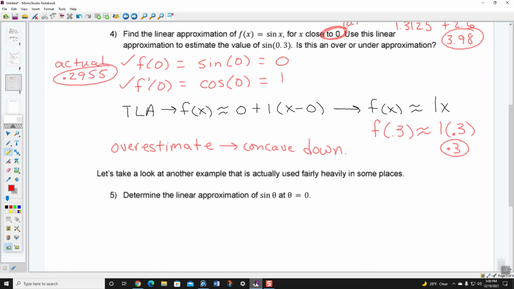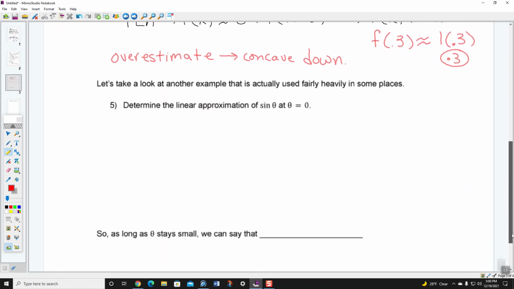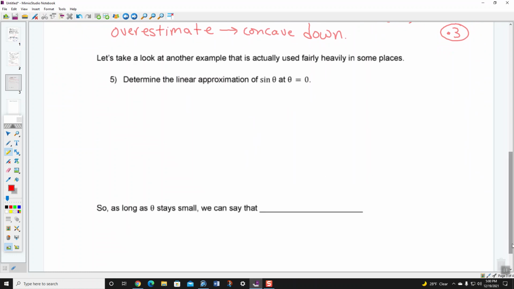So again, it says, determine a linear approximation of sine of theta at theta equals 0. So here's the deal. We understand that a is our 0 value. We would need to understand what f of 0 is equal to. And we did this in the previous example. This would become the sine of 0, all right? So when we talk about theta, theta is just like an x up here. They're just using angles now, calling those angles. So f of 0 would be the sine of 0, which is 0, okay?